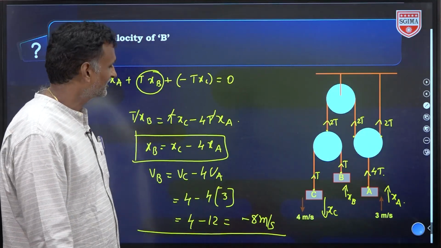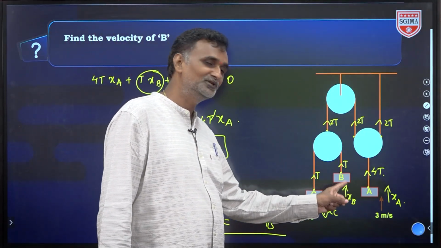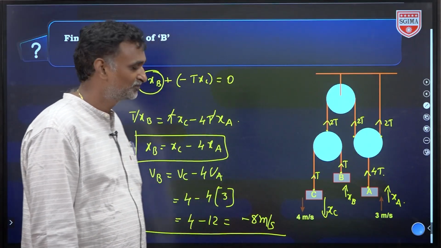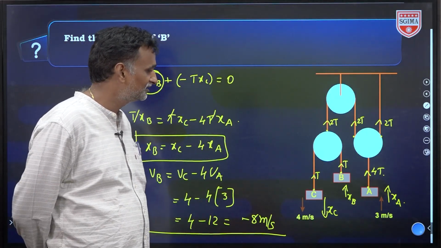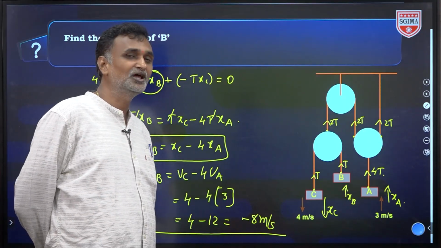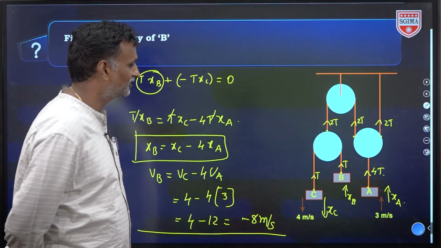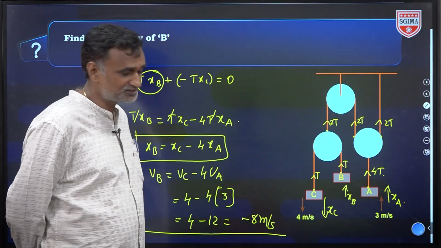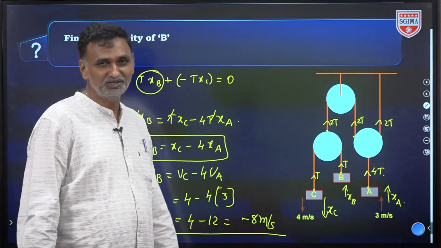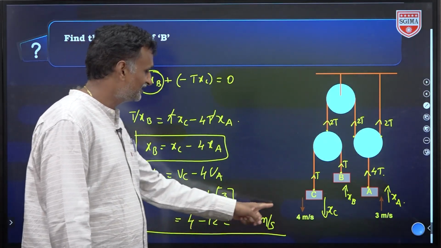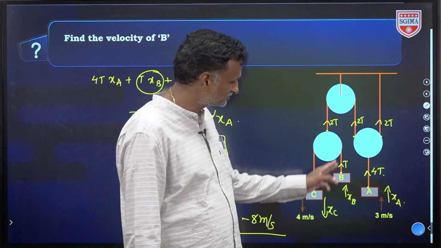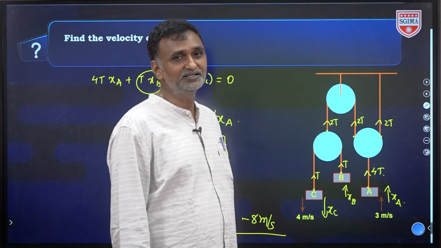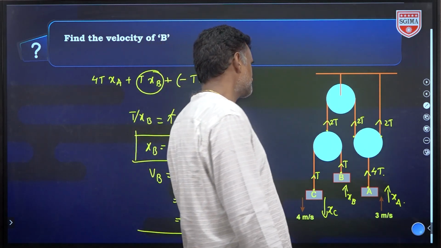Okay? Whatever direction we choose, that may be wrong. So it actually moved downward. Actually we need to take it as downward, but we have chosen upward, but the answer won't change. Only the sign will come minus. Okay? Minus 8 meter per second. Then the block must go upward, sorry, downward. Okay? So that is the right answer. Now next.